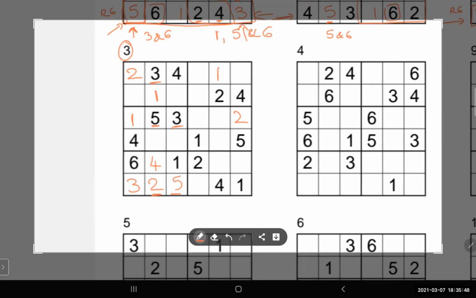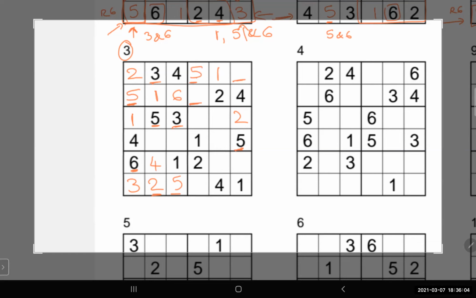Correct? And I have 6 here. Can I have 6 here? No. So this is 6, this is 5. I have 5 here, I have 5 here. I cannot get 5 here or here. So the only place left is 5.